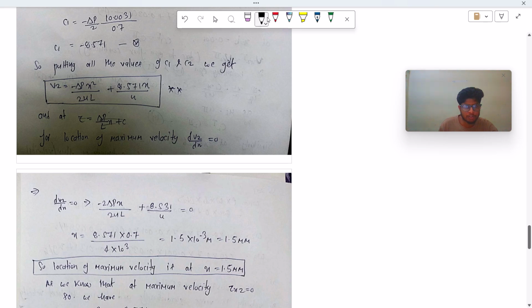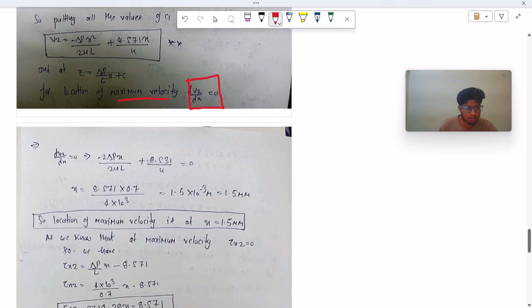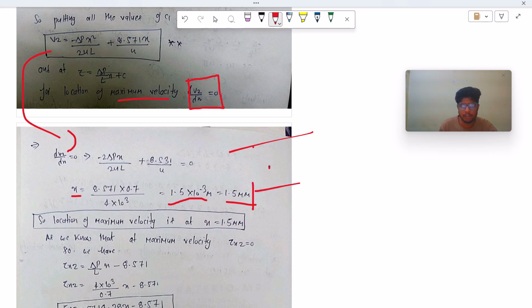And in the question we have been asked about the location of maximum velocity. So maximum velocity occurs when the slope of the velocity equation is 0, that is dvz by dx equal to 0, the slope of the tangent will be 0. So when you differentiate this equation, we get the value of x as 1.5 into 10 to the power minus 3 m, that is 1.5 mm, in the middle of the both plates. So the location of the maximum velocity is at the middle of the both plates.